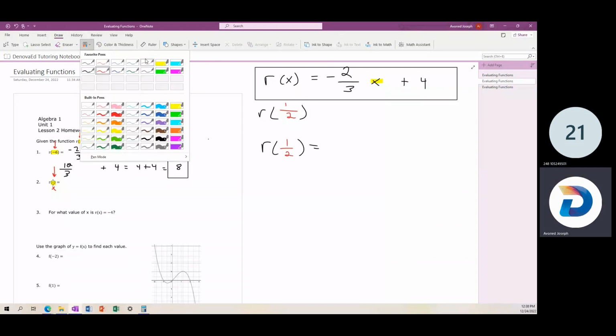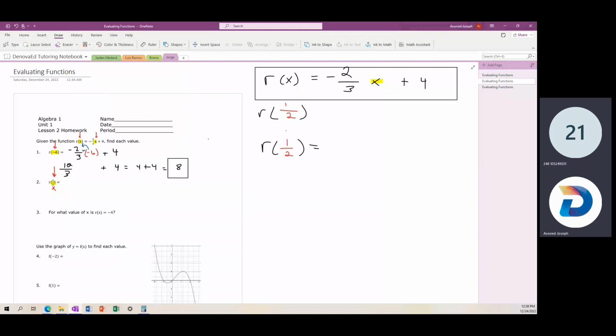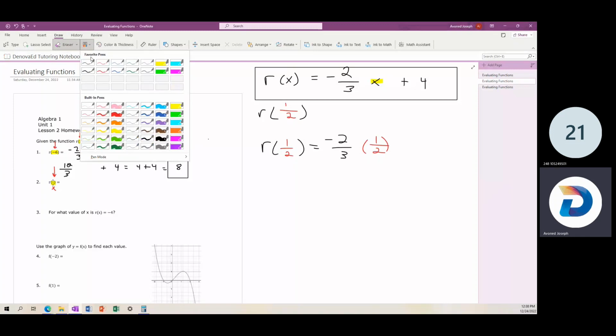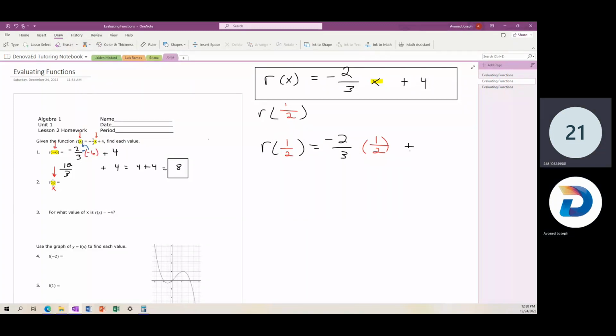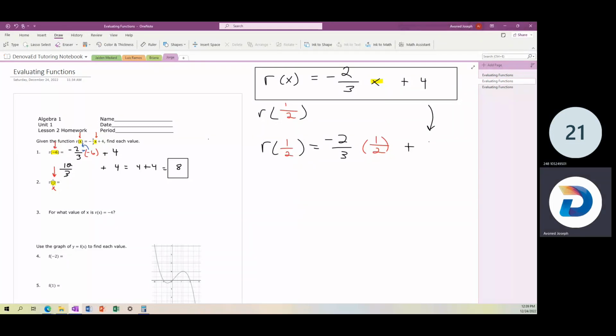So now we have r to 1/2. This is -2/3. We substitute x for what? 1/2, right? Yeah, 1/2. So now we can do, and what's left over plus what? What's at the end? 4. 4, right? Okay, great.